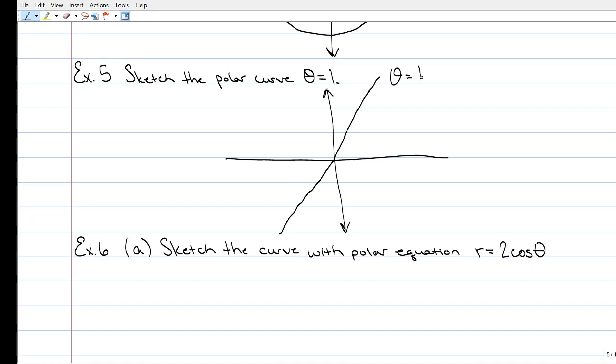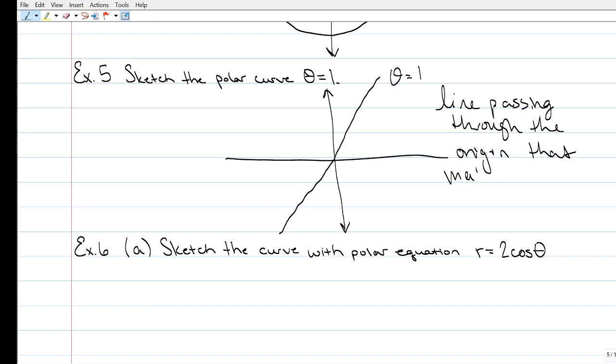Would be the line passing through the origin that makes an angle of 1 radian with the polar axis. Okay.